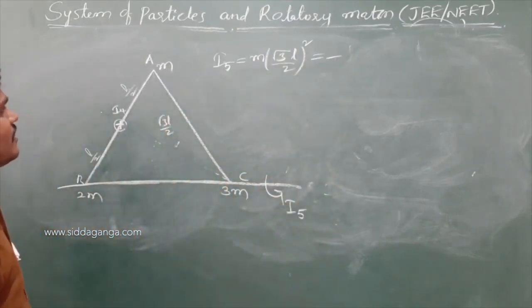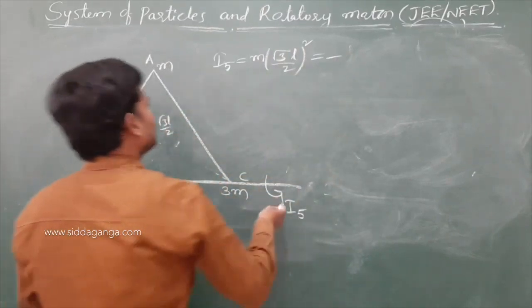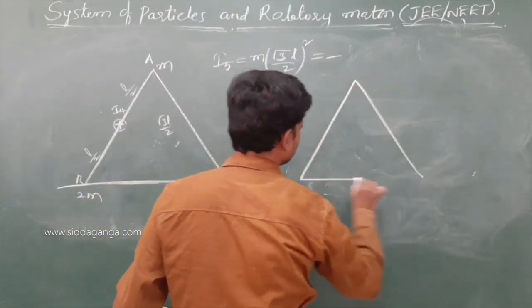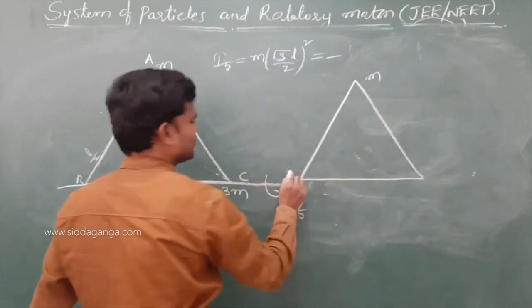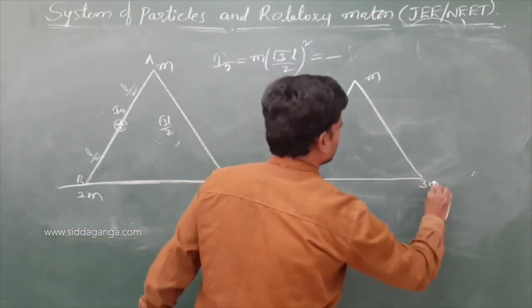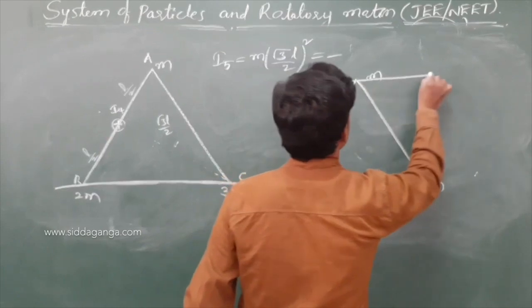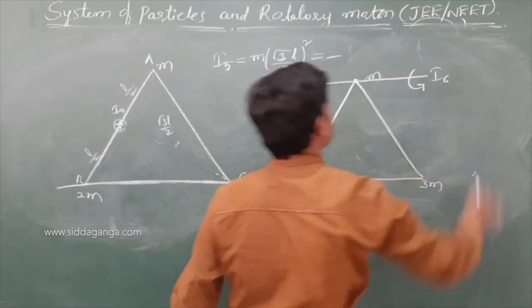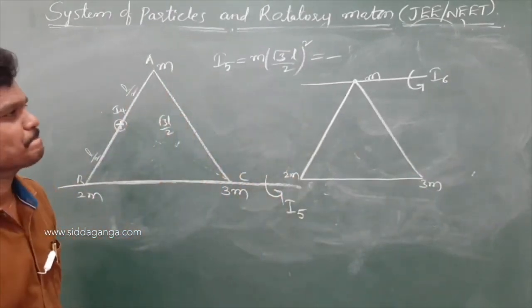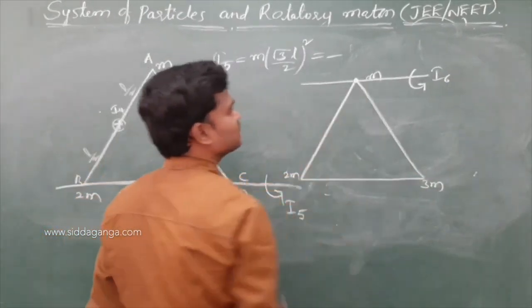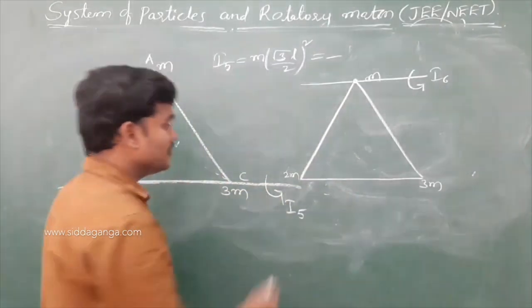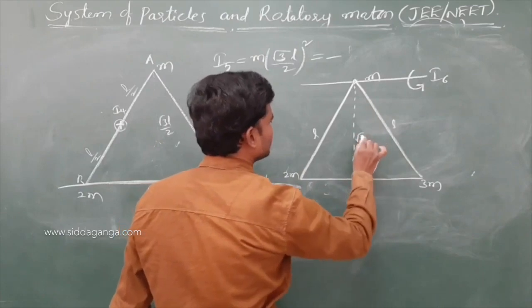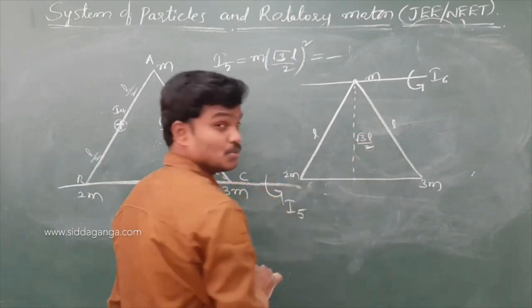Okay. Now let us try one more. If they give one more question like this, same quantity, same masses, questions are different. 2m, 3m, they are asking about this one. Let us consider I6. Due to this mass, there is no moment of inertia. Due to this, yes, there will be moment of inertia. How much is this distance actually? It is root 3 L by 2.